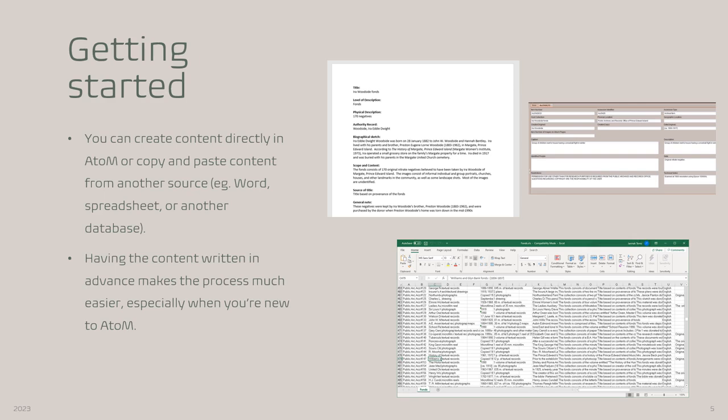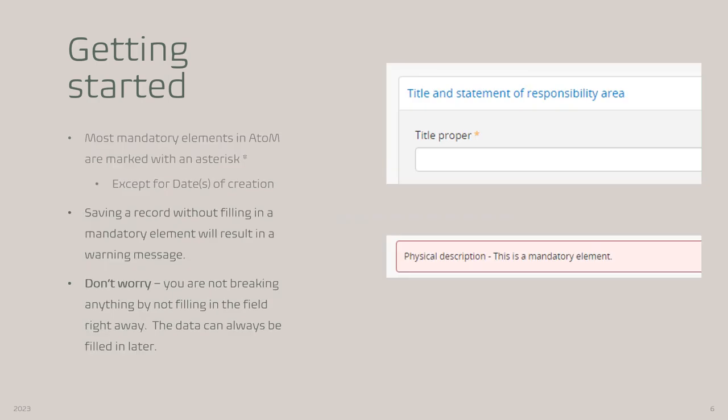When you're getting started, you can create content directly in AtoM or copy and paste content from another source, like a Word document, a spreadsheet, or another database. Having the content written in advance makes the process a lot easier, especially when you're new to AtoM. Most mandatory elements in AtoM are marked with an asterisk, such as you can see on the screen here with the title proper. The exception is the date element, which does not have the asterisk.